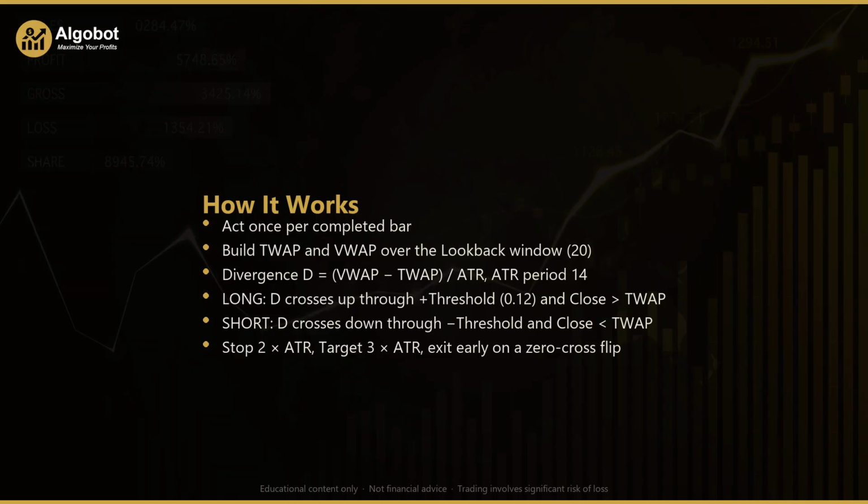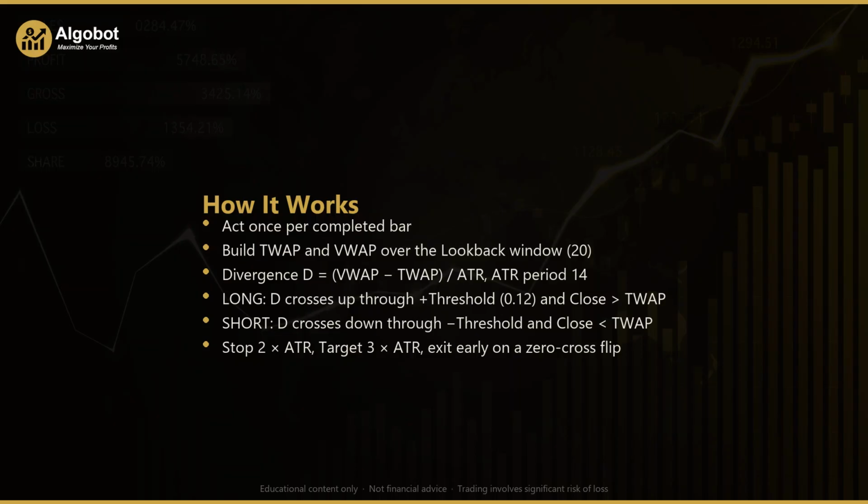Let's walk through the mechanics step by step, exactly as the code executes them. The expert advisor works on completed bars, so it makes one decision per finished candle rather than reacting to every tick. On each new bar, it first gathers enough history, the lookback window plus the ATR period, with a small margin. Then it loops over the last 20 bars and computes 3 running totals: the sum of typical prices, the sum of volume-weighted typical prices, and the sum of volume. From these, it derives the time-weighted average and the volume-weighted average. It reads the average true range from the last completed bar, using a period of 14, and divides the gap between the two averages by that range. The result is the divergence value, D.